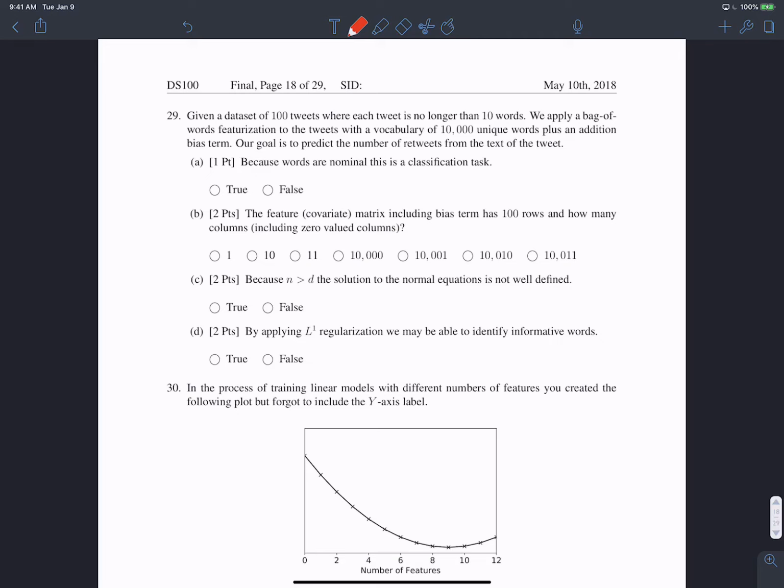29, given a data set of 100 tweets where each tweet is no longer than 10 words, we apply a bag of words featurization to the tweets with the vocabulary of 10,000 unique words, plus an additional bias term. And our goal is to predict the number of retweets from the text of the tweet. Because the words are nominal, this is a classification task. That's not quite true. We want to predict the number of retweets. We're not predicting some sort of label, right? So this isn't a classification task. It's a regression task. Okay, so that's false.